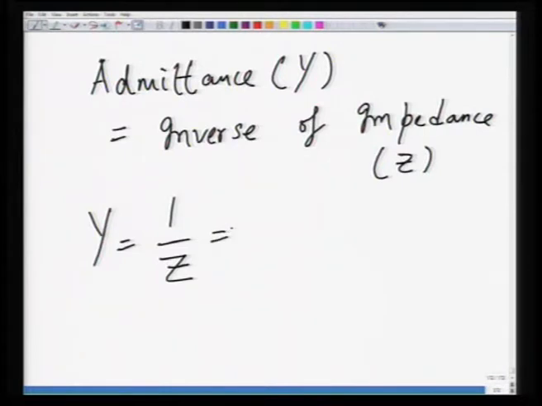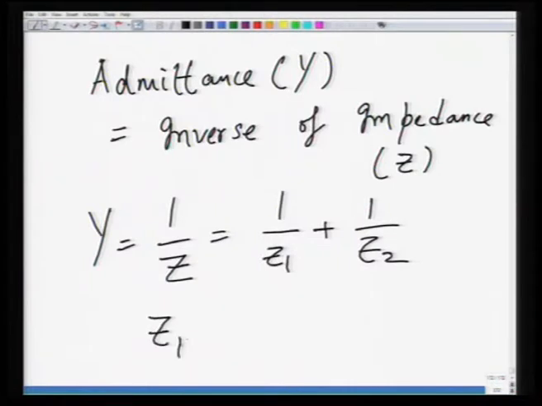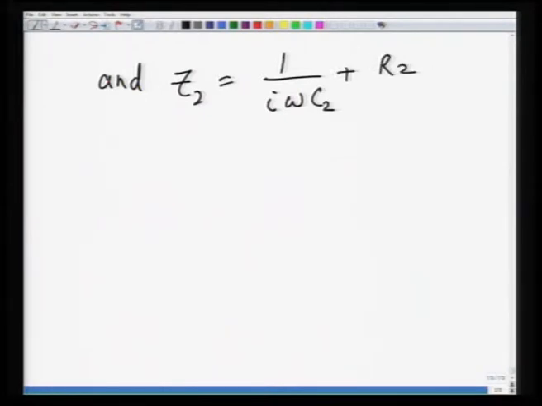And what is this Z? Now, we are looking at two parallel elements, one is C1, another is R2 C2. So, this would be nothing but 1 over Z1 plus 1 over Z2. Okay. So, what is Z1? Z1 is nothing but 1 over i omega C1, pertaining to element C1, and Z2 can be written as 1 over i omega C2 plus R2. Okay. So, these are the two expressions for Z1 and Z2.